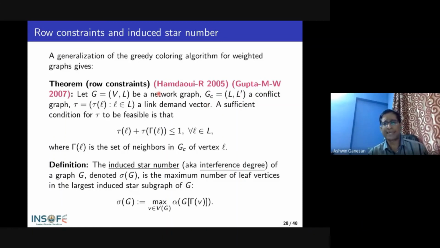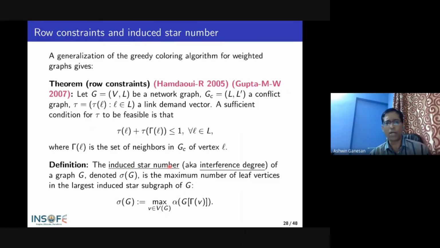Now, you can generalize that and say if every vertex wants tau of L colors, where tau of L can be a fractional value, any rational number, then it turns out that K colors are sufficient if tau of a vertex plus tau of all its neighbors is less than or equal to K. So this result, which is a sufficient condition for tau to be feasible, is really just a generalization of the greedy coloring algorithm for graphs to the case where the weights are allowed to be fractional rather than just integers.